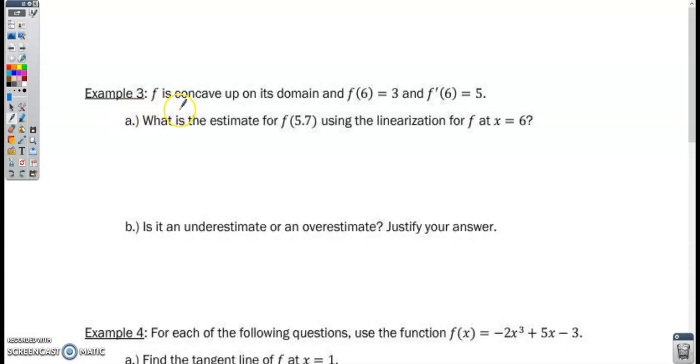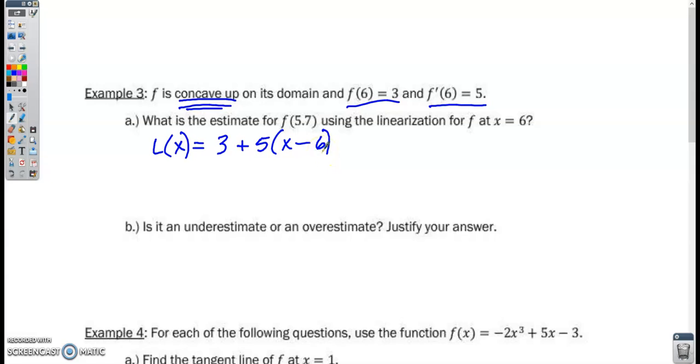All right, example 3. f is concave up on its domain, and f of 6 equals 3 and f prime of 6 equals 5. What is the estimate for f of 5.7 using the linearization at x equals 6? So we've got the point and we've got the slope to write our linearization. The linearization of the function is going to be the y value of the function plus the derivative of the function times the quantity x minus the x coordinate, which is 6. So that's what our linearization looks like.